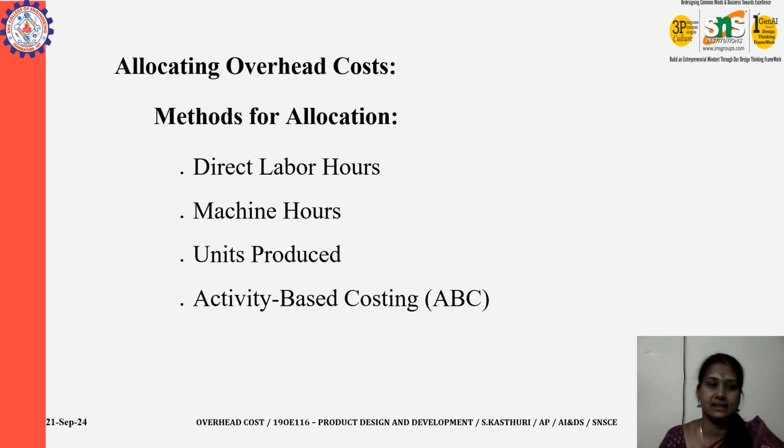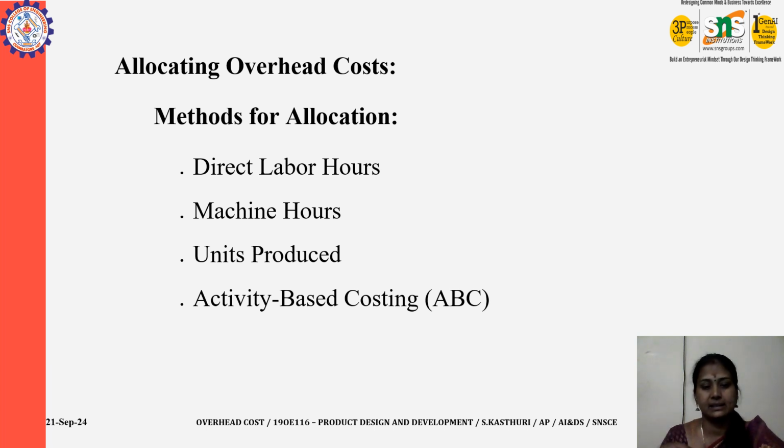Allocating overhead cost is essential for pricing, financial reporting and determining the cost structure of products. Businesses allocate these indirect costs to products and departments based on a reasonable and consistent method, often using cost drivers or an allocation basis. So the first one is the methods for allocation.